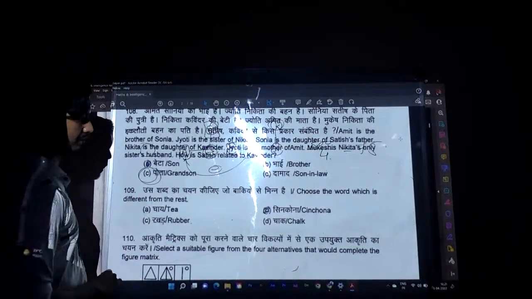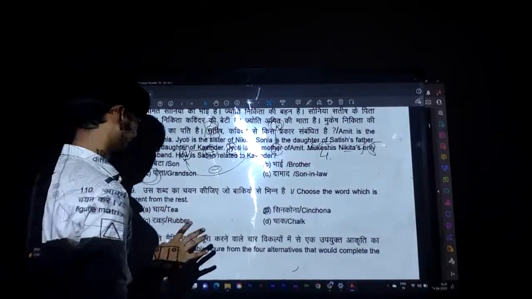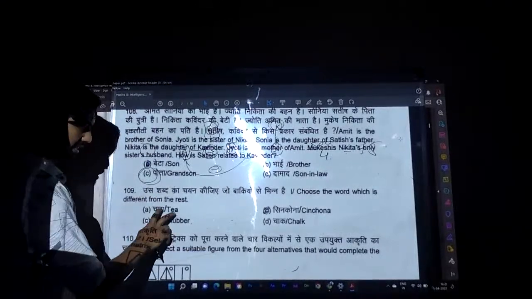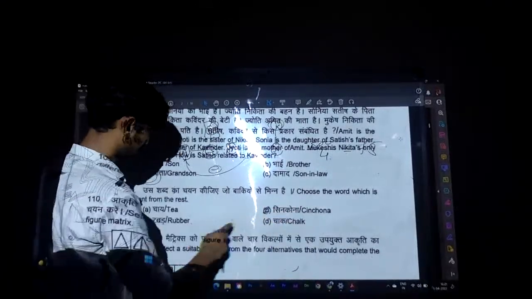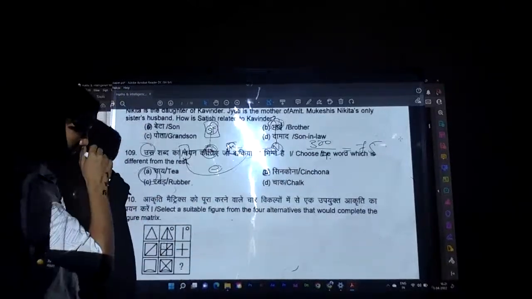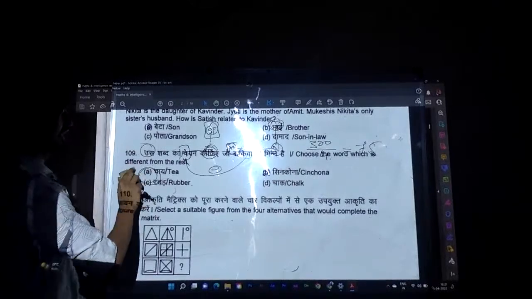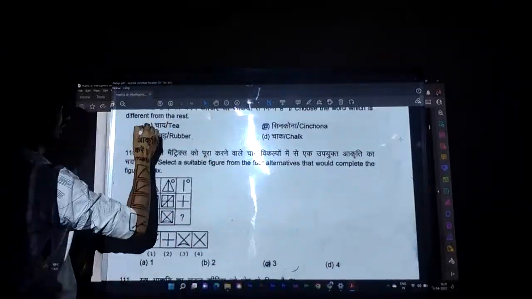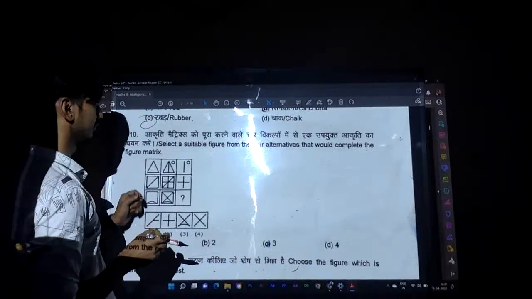Okay, so in question number 9, we have to choose which word is the odd one out from the given words. The words are tea, cinchona, rubber, and chalk. Cinchona, rubber, and chalk are connected in some way, but tea is different because tea is a food item. So the correct option will be option A. Now come to question number 10.